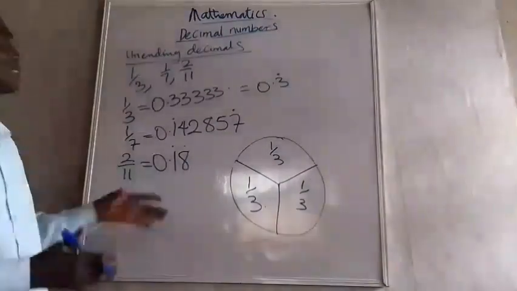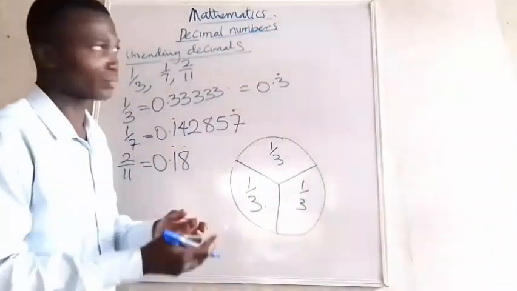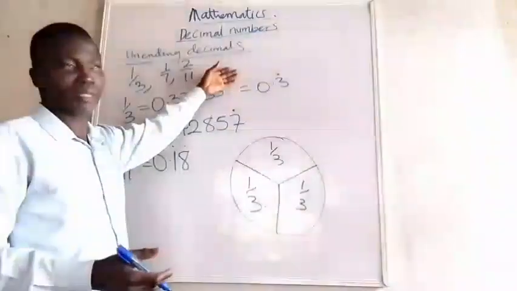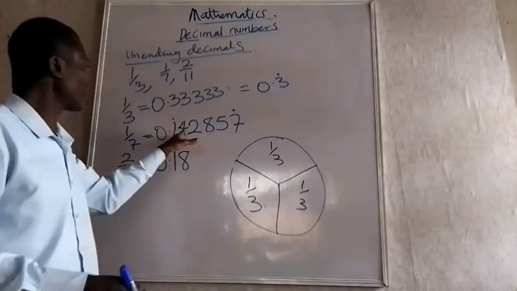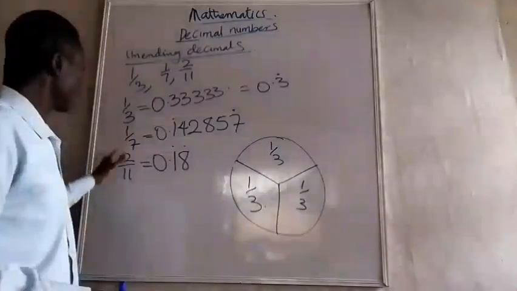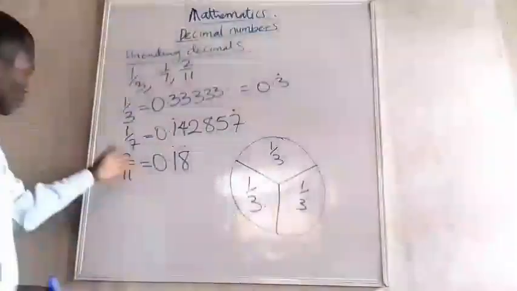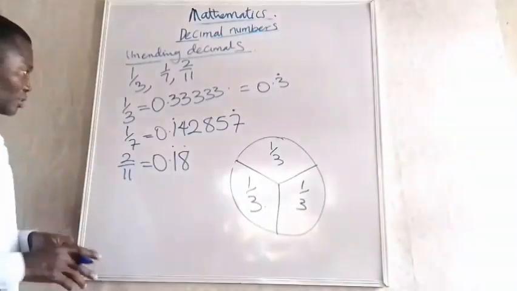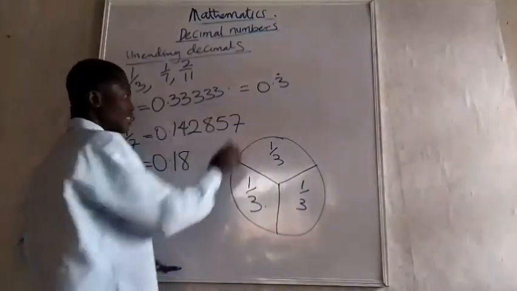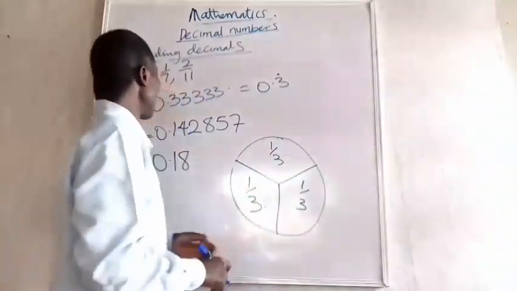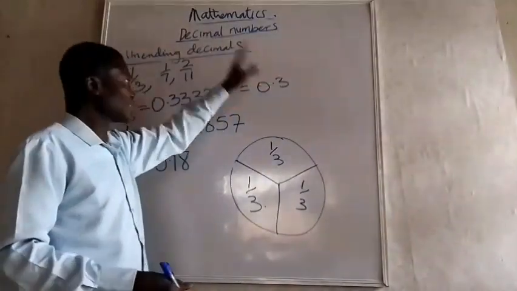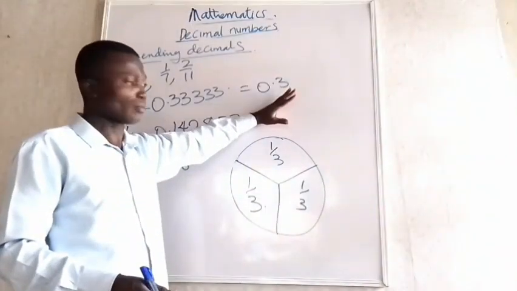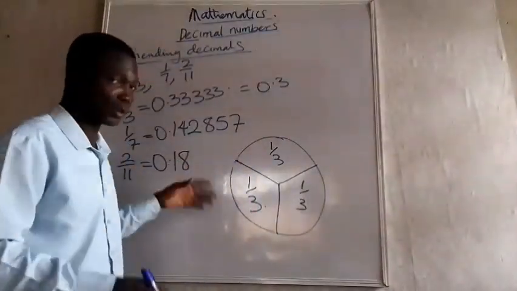But when you have unending decimals like this, you might like to convert them to their fraction form. That is like this 0.3, I want to convert it to 1 over 3. This 142857 to 1 over 7. 0.18 to 2 over 11. But take note, if you don't have this, it means it is not an unending decimal or recurring decimal, please. If you don't have this on top, it means that is your final figure. You know, we can have 0.3, you can have 0.18.